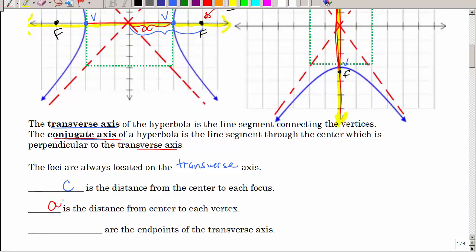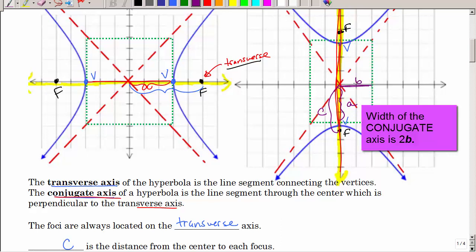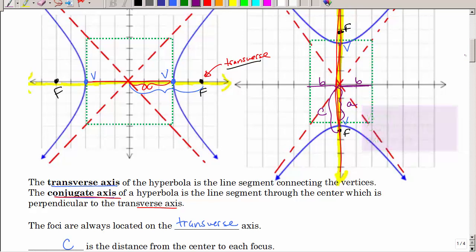And then what are the endpoints of the transverse axis? Those are called vertices. So again, here to here would be A. We have C. Believe it or not, the width of the axis is of course 2B. Sounds very similar to the ellipse. We're going to use those same letters so we won't be confused.